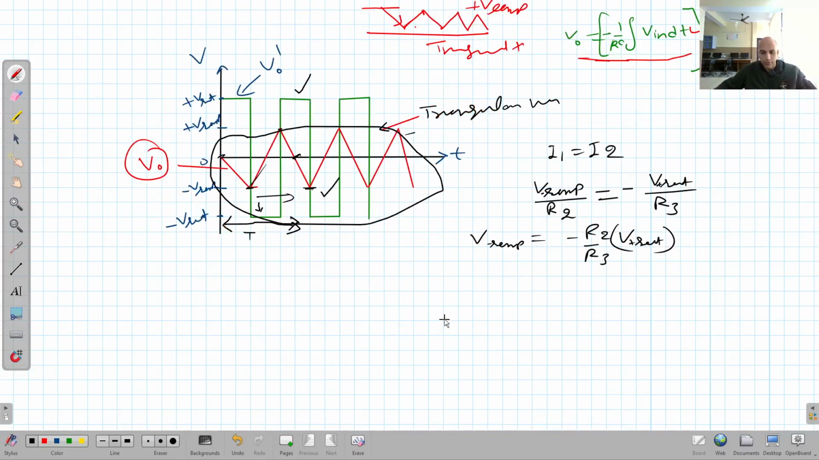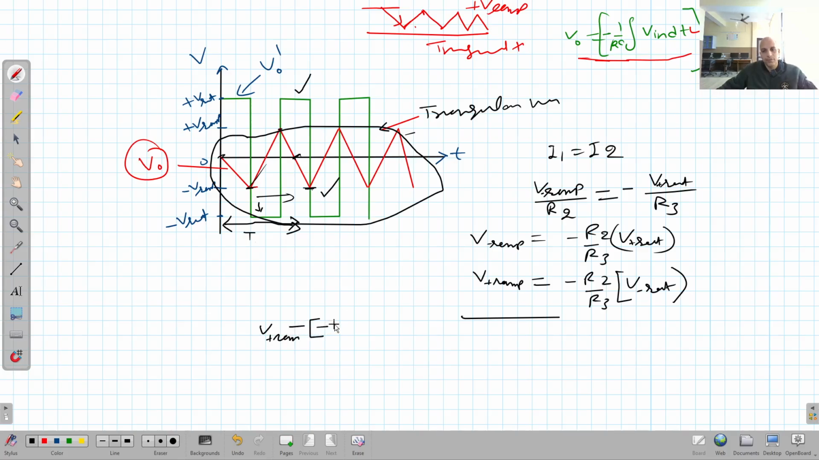Similarly, we can find the value of the positive ramp, V plus ramp. It will be the same, but the difference will be minus R2 upon R3 times V negative saturation. Now, what is the peak to peak voltage? Peak to peak voltage means V plus ramp minus V negative ramp. So this is the V peak to peak voltage.